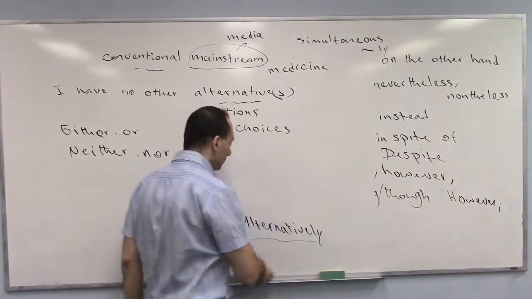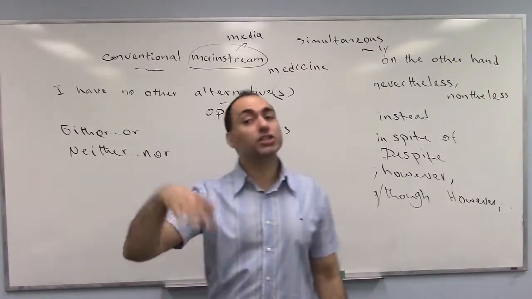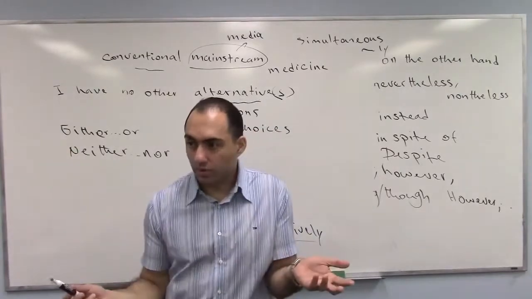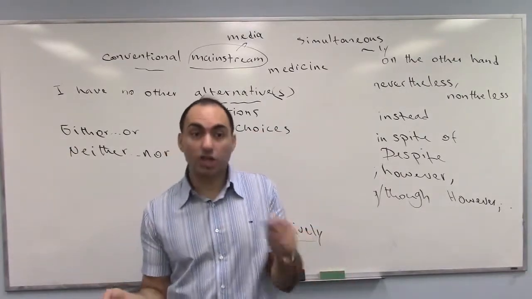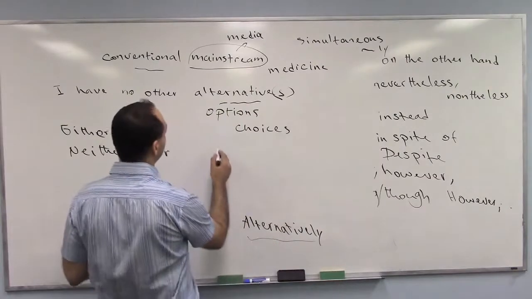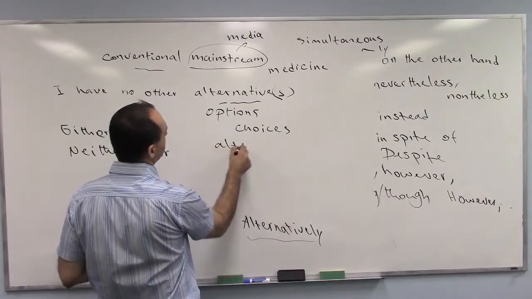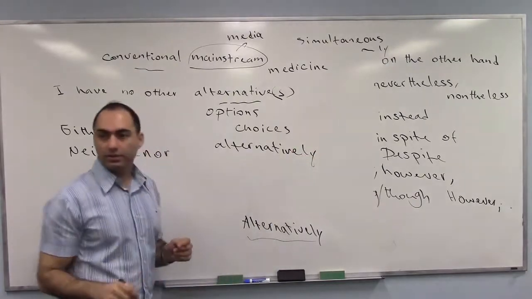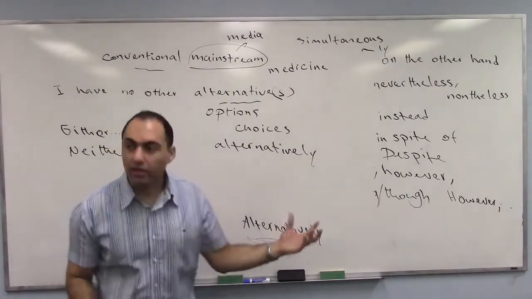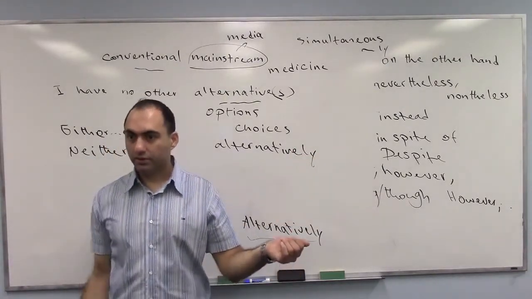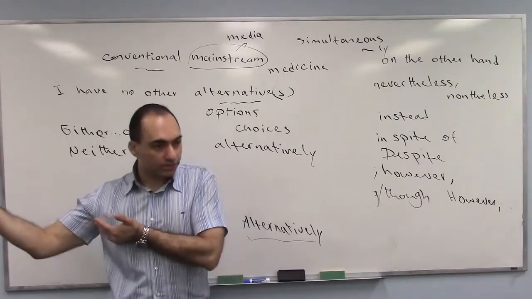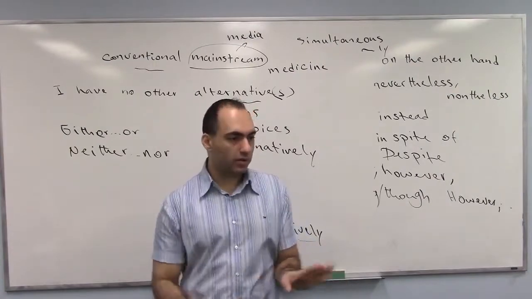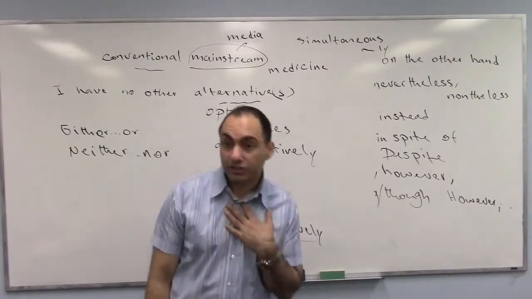So, alternatively, alternatives. You can come here, or alternatively, you can take CAE. There are two. You can take our IELTS course, or alternatively, you can take CAE. That's the other alternative. So there are two alternatives. Do you have any other alternatives? I have no other alternatives. Are there any alternatives?